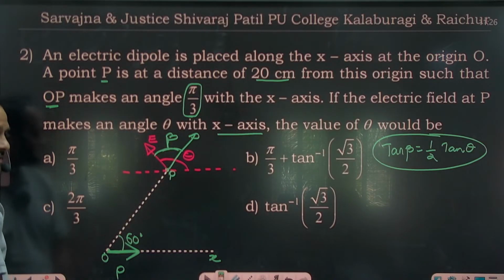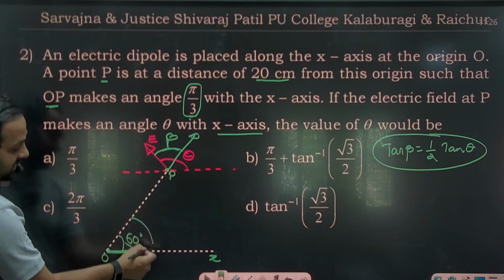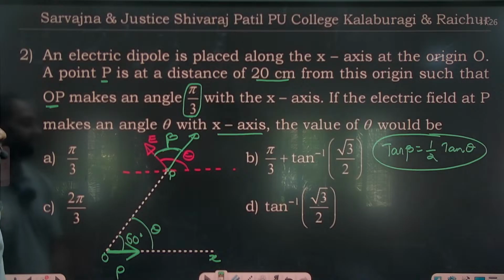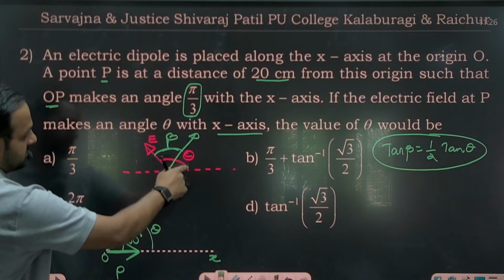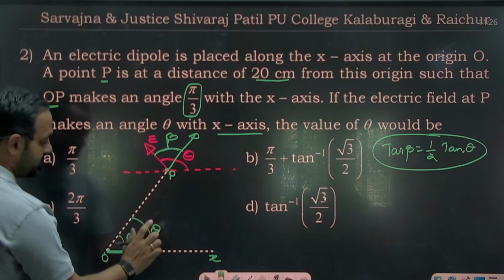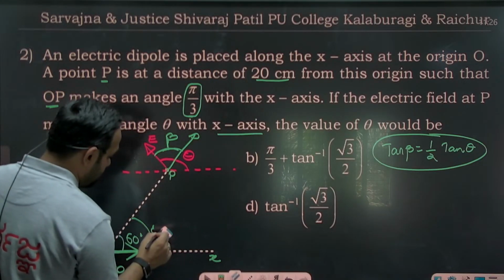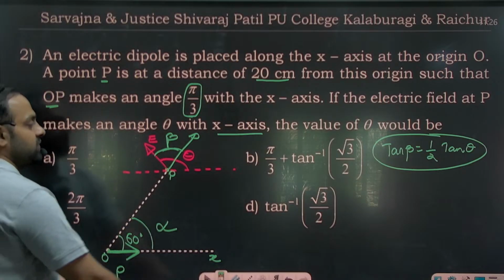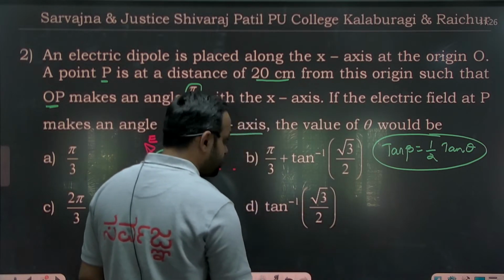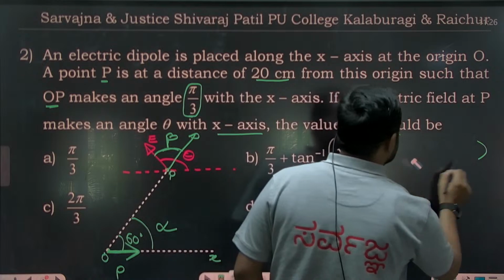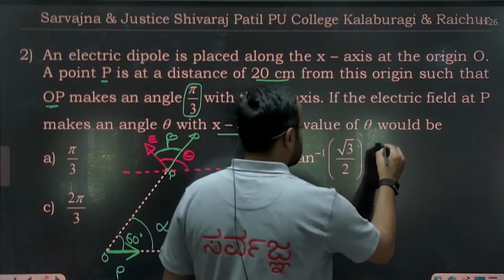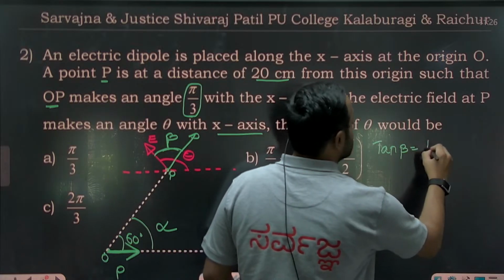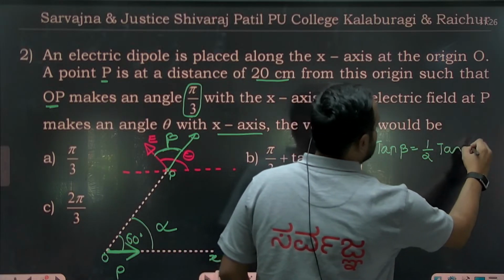And then what did we take as theta here? We took this angle as theta. This has already been given to us as theta, right? So this theta will be what? Now instead of theta, if I take that this is alpha, how does this formula transform? How do you write this formula? You can write it like this: tan beta is equal to 1 by 2 times tan alpha.